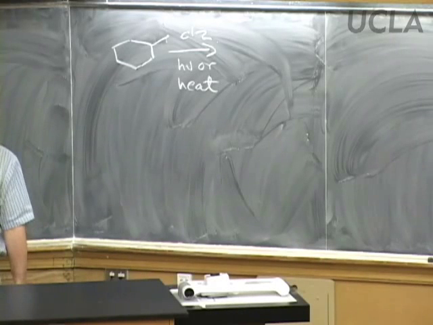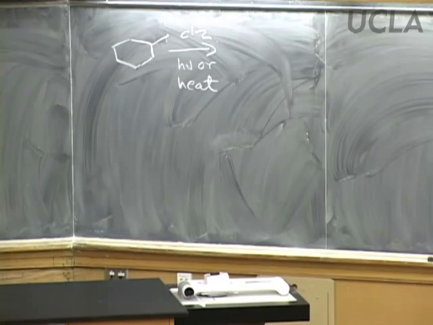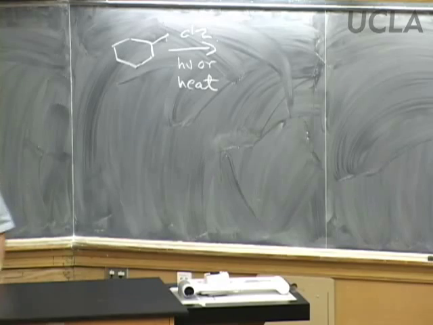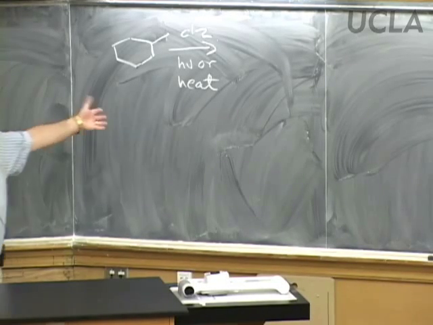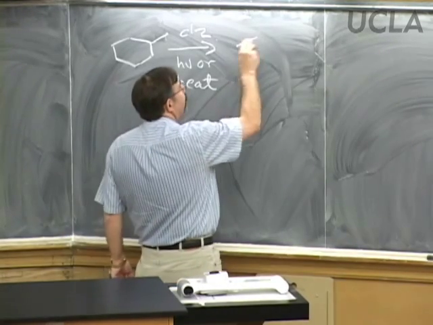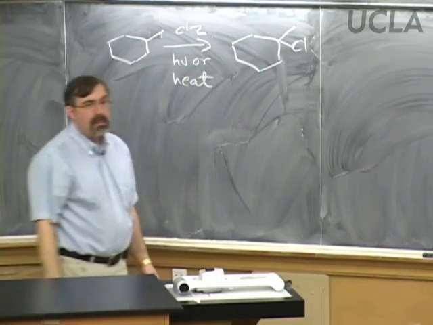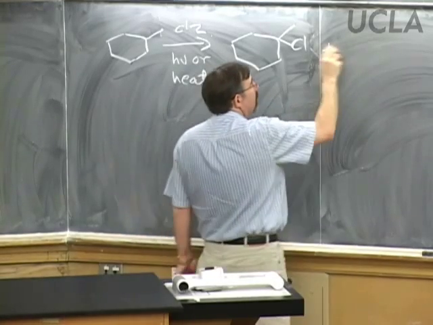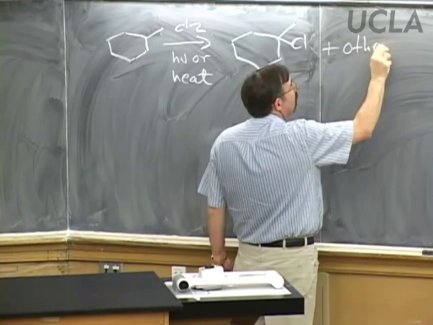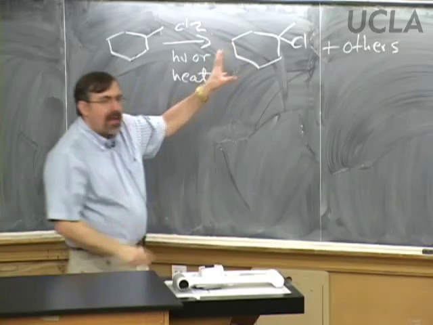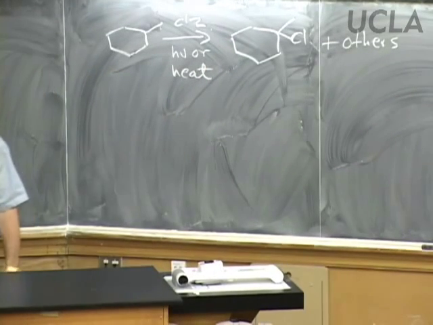Does the process work the same way? Mechanistically, it will look exactly the same. Replace Br dot with Cl dot, and you have the same mechanism. Will you get chloromethylcyclohexane? The answer is yes, but you get other stuff as well. Other chlorine present elsewhere in the molecule.